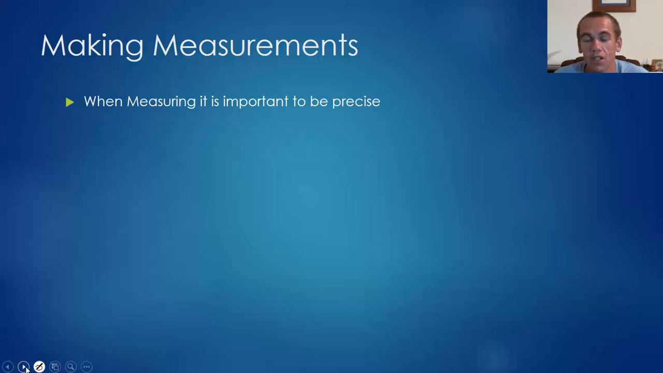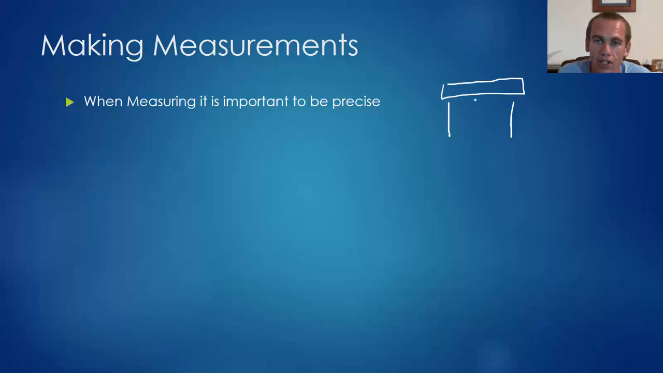Now when you make a measurement it's important to be precise. Precise means you measure as close as you can with the instrument you have. So if you have two lines a little bit apart and you want to measure between them, your ruler will have a graduated scale, and it might have major marks and then minor marks. If this is 1 and this is 2 and there's 10 little marks in between, then this is more than 1.9 and less than 2, so you might say 1.96.